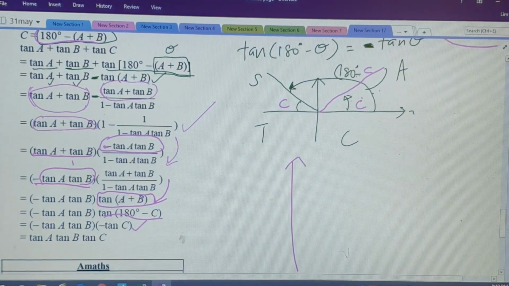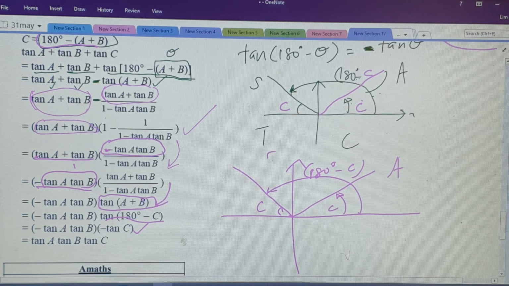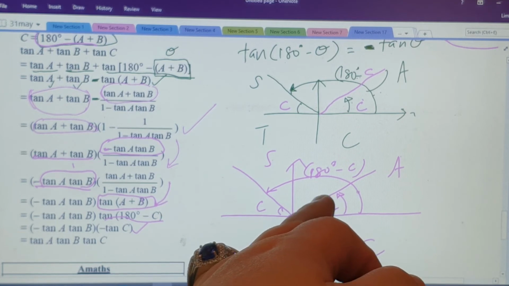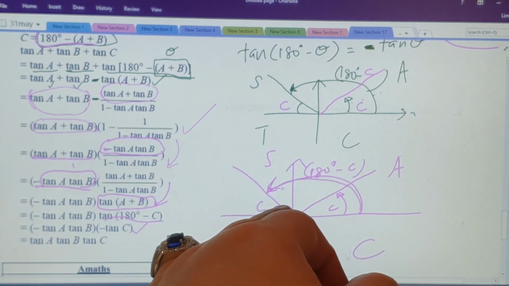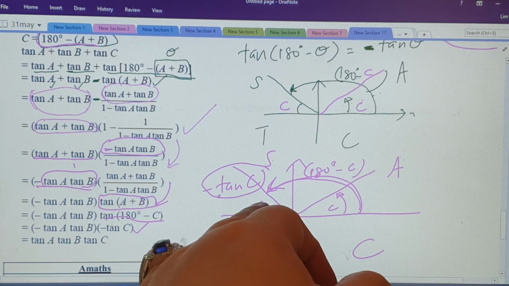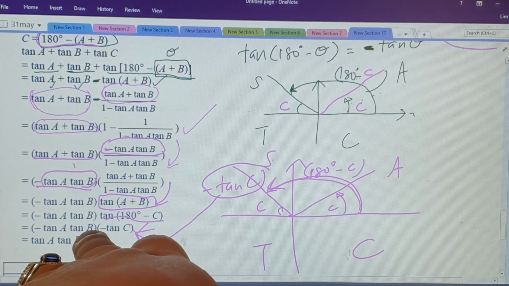I repeat. I think this is the hardest part. If this is C, you do a reflection, this will be C also. Then this angle will be 180 degrees minus C. So ASTC, tangent of this, of course, is positive. But tangent of this angle will be negative tangent C. Do you remember? That's why the answer, there's a minus here, so it's tangent A, tangent B, tangent C. Finish.